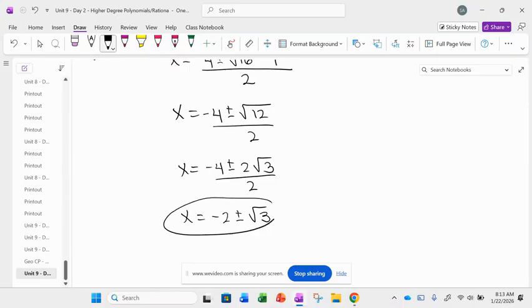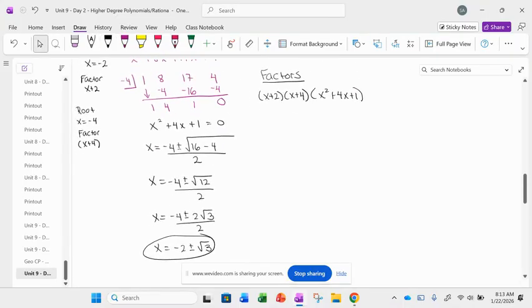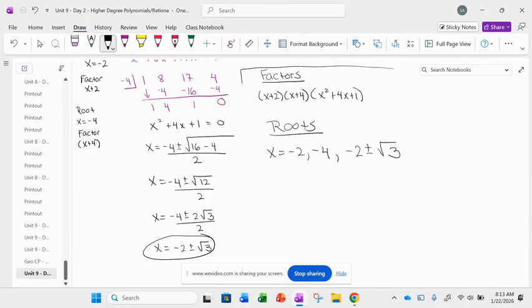2. So now we wrote that our factors, now we want to find our roots. So now our roots are going to be x equals -2, -4, and -2 plus or minus the square root of 3.